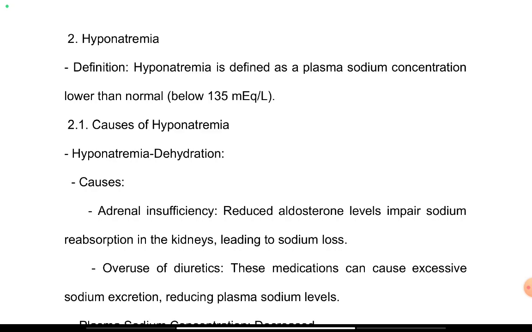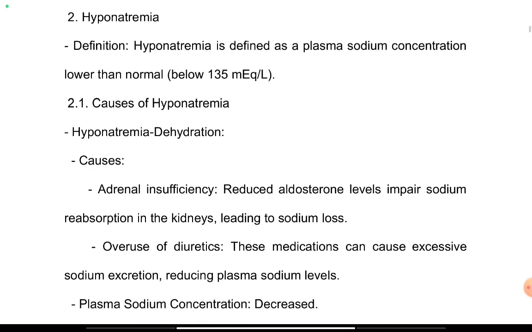In the case of adrenal insufficiency, when there's inadequate secretion of aldosterone, and I told you that aldosterone is used to retain sodium in the body, when the level of aldosterone is low, there will be less reabsorption of sodium in the distal renal tubules. That translates to more sodium excretion in the urine. So that also will be a cause of hyponatremia.